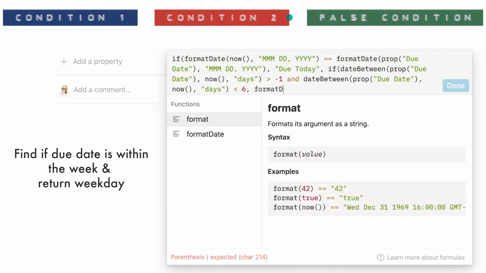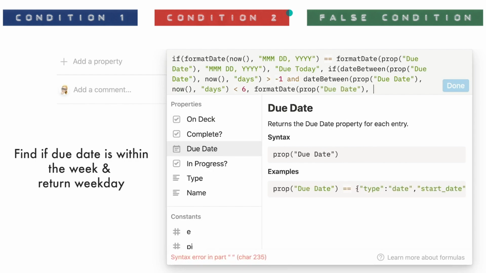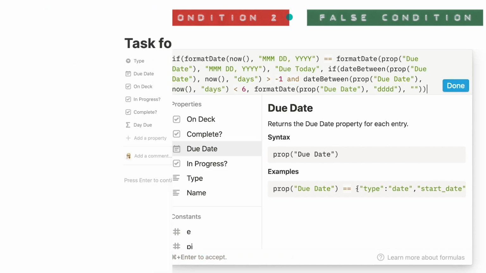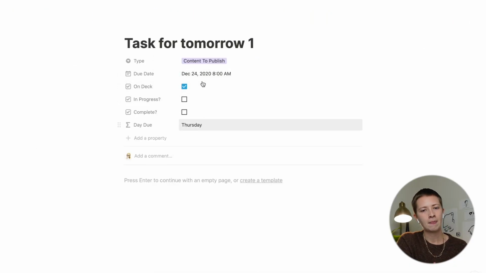we're going to format the date in that format date function, but we're going to format the date of due date to give us the weekday. And that configuration is just 4 lowercase d's. Move that false condition from before, that empty space, 2 quotes, and then close it out with 2 parentheses because there are 2 if statements. Now you'll see the 24th is a Thursday. It is within the next week. It will show me that it is due on Thursday.